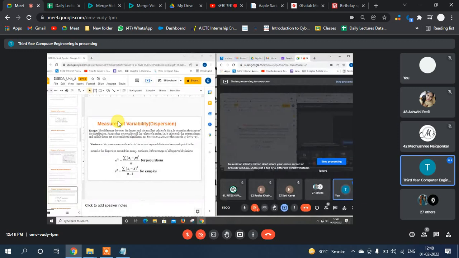Make sure that mu is represented for a whole population, and X bar is represented for the sample that we have selected from the population, divided by n. N is nothing but the total number of records. So don't be confused between mu and n. N is the total number of records. N is 100 and mu is the mean of those 100 records.